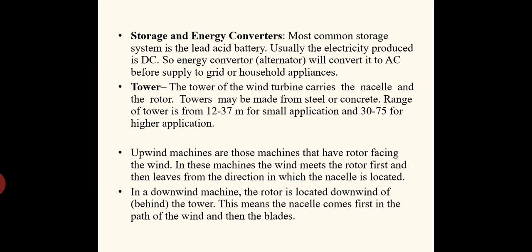This means the nacelle comes first in the path of the wind and then come the blades. So it is just whether the wind hits the blades first or second. Based on that, we call it an upwind machine or a downwind machine. If the wind directly hits the blades first, then passes through the nacelle, it is called upwind. If the wind first hits the nacelle, then comes in contact with the blades, it is called downwind.